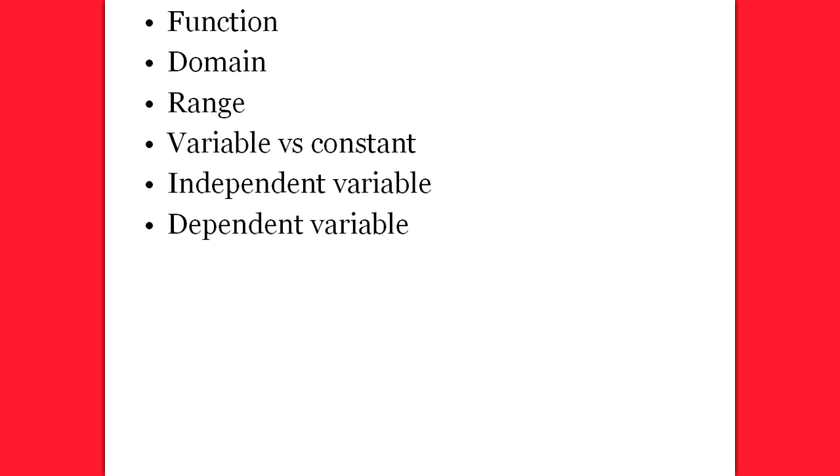So that's why, typically, if you're graphing something like y equals 3x plus 2, you put values in for x and they determine what y is, right? y depends on x. That's why y is called the dependent variable and x is called the independent variable.